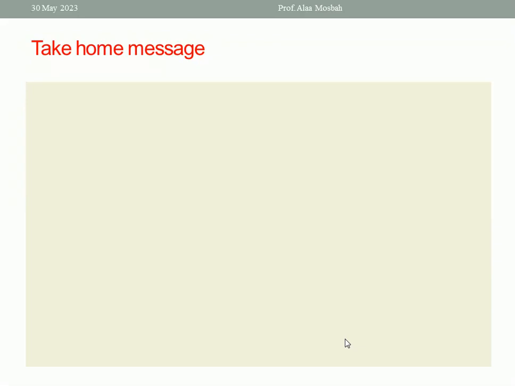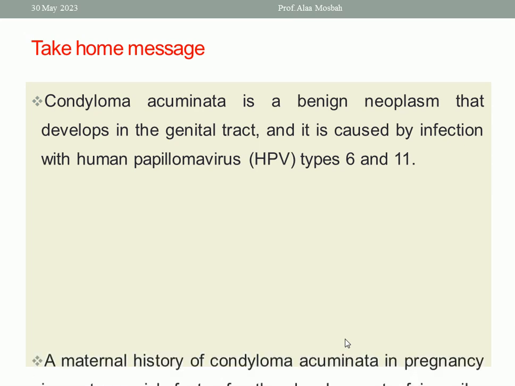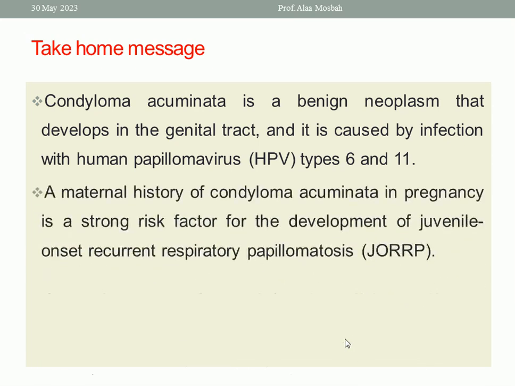So let us go to the last slides. The take-home message. Condyloma acuminata is a benign neoplasm or wart lesion or epithelial lesion that develops in the genital tract and the anal region, and it is caused by infection with human papillomavirus type 6 and 11. Maternal history of condyloma acuminata in pregnancy is a strong risk factor for the development of juvenile onset recurrent respiratory papillomatosis.